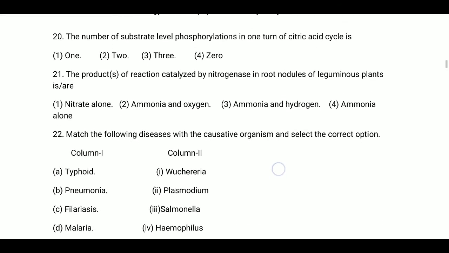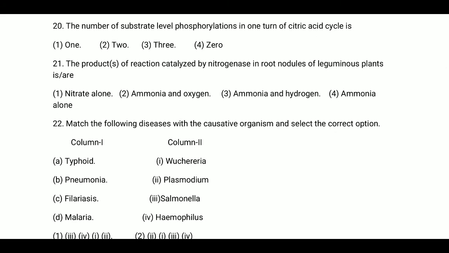The products of the reaction catalyzed by nitrogenase in root nodules of leguminous plants is or are: nitrate alone, ammonia and oxygen, ammonia and hydrogen, ammonia alone. If you talk about the nitrogen fixation process, chapter number 11, PUC first year or 11th standard, plant physiology, mineral nutrition, nitrogen fixation or nitrogen cycle, you have to remember that. So the right answer for this question is the third option, ammonia and hydrogen.